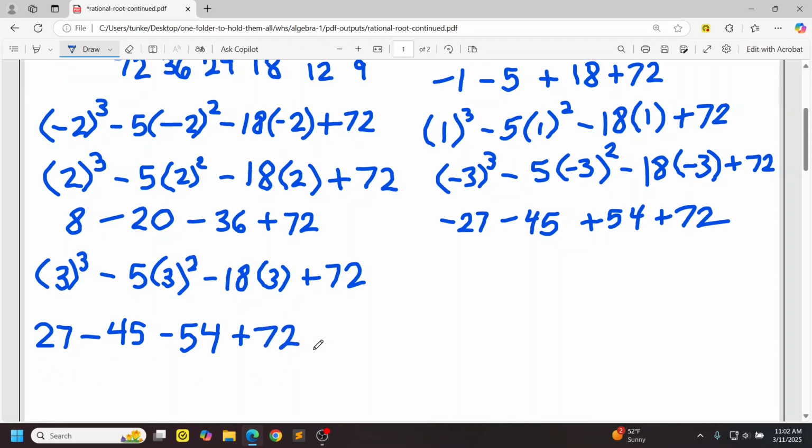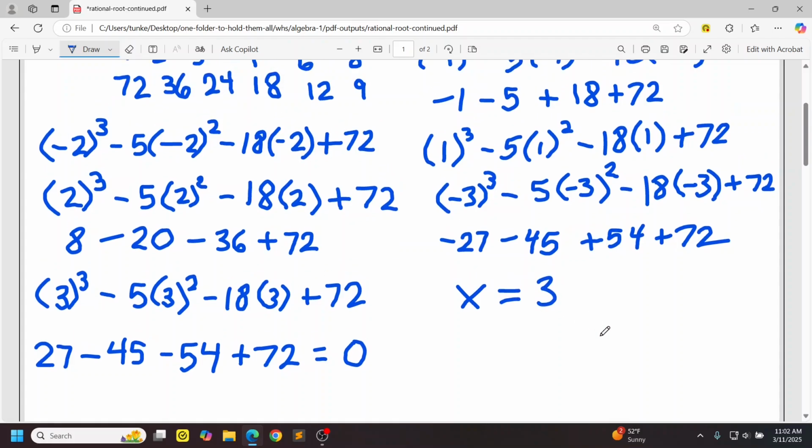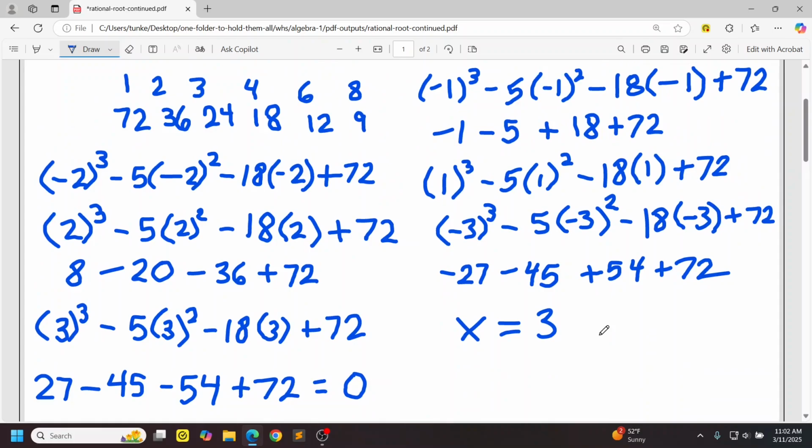Now, 27 plus 72 is 99. Minus 45 minus another 54 is minus 99. So, boom, we've got this whole thing equal to 0, which is what we want. So we know x equals 3 is one of the zeros of the polynomial. Okay, so I'm going to erase some stuff and we'll make some room to move on to the next step of this problem. So I'll be back in a moment.